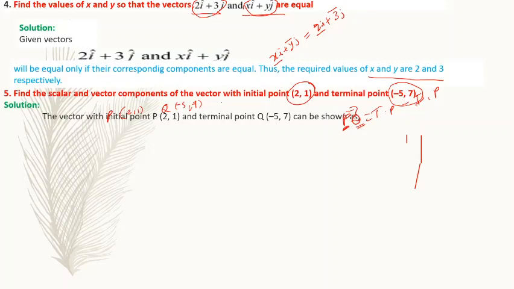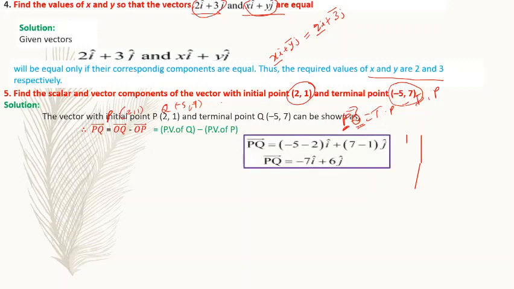Here P is (2, 1) and Q is (-5, 7). So I need to find vector PQ. Vector PQ is equal to the terminal point, that is OQ, the position vector of Q, minus the position vector of P. So terminal point minus initial point for the coefficient of i, and terminal point minus initial point for the coefficient of j. So I got vector PQ is equal to -7i plus 6j.